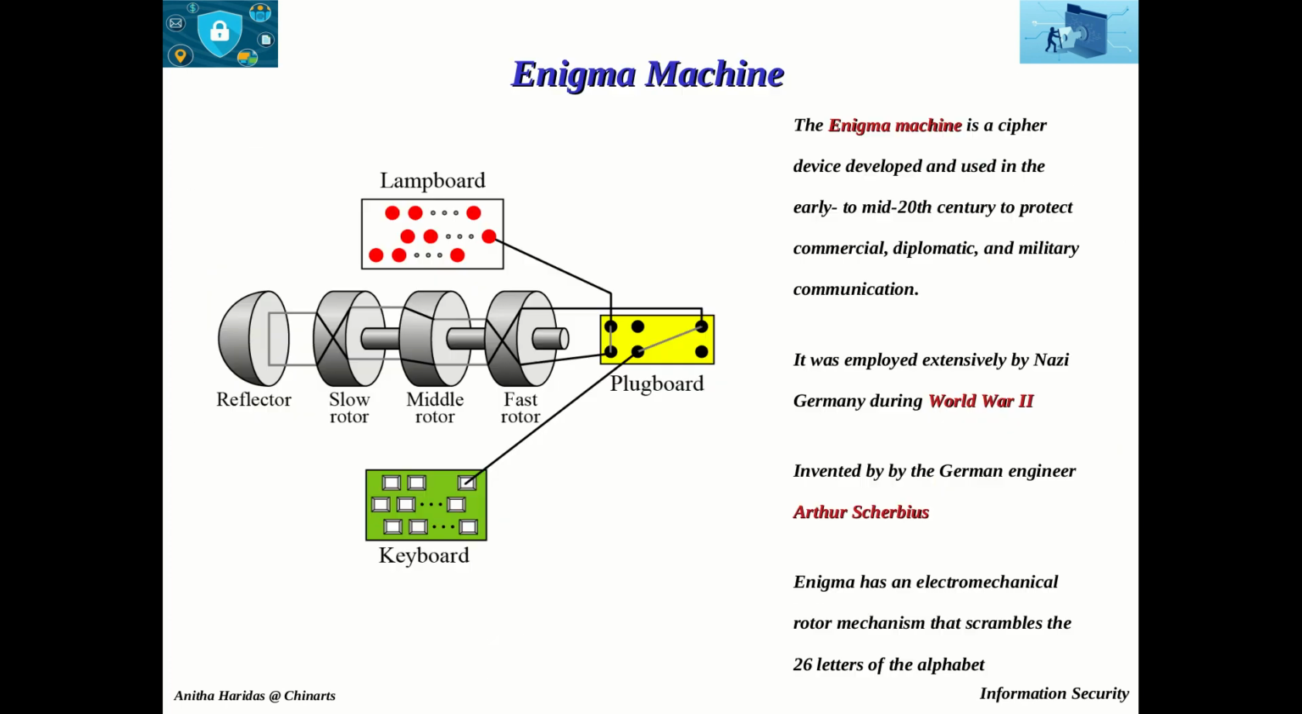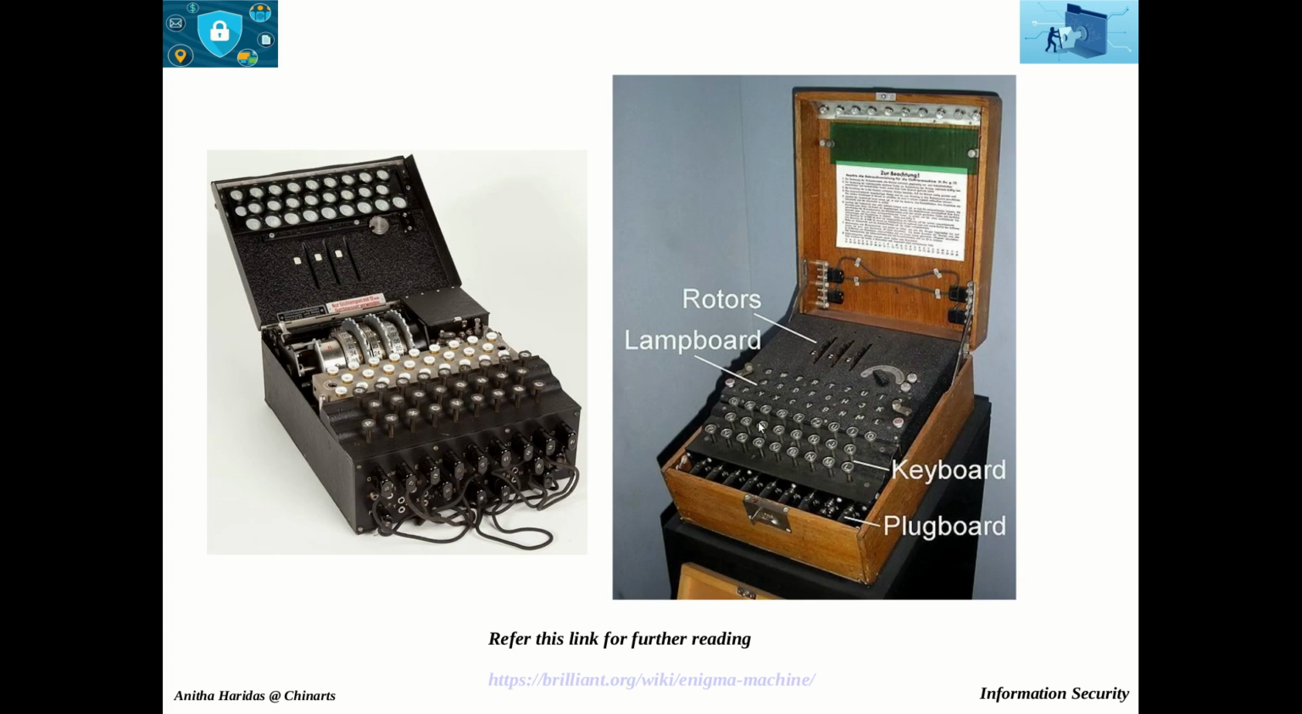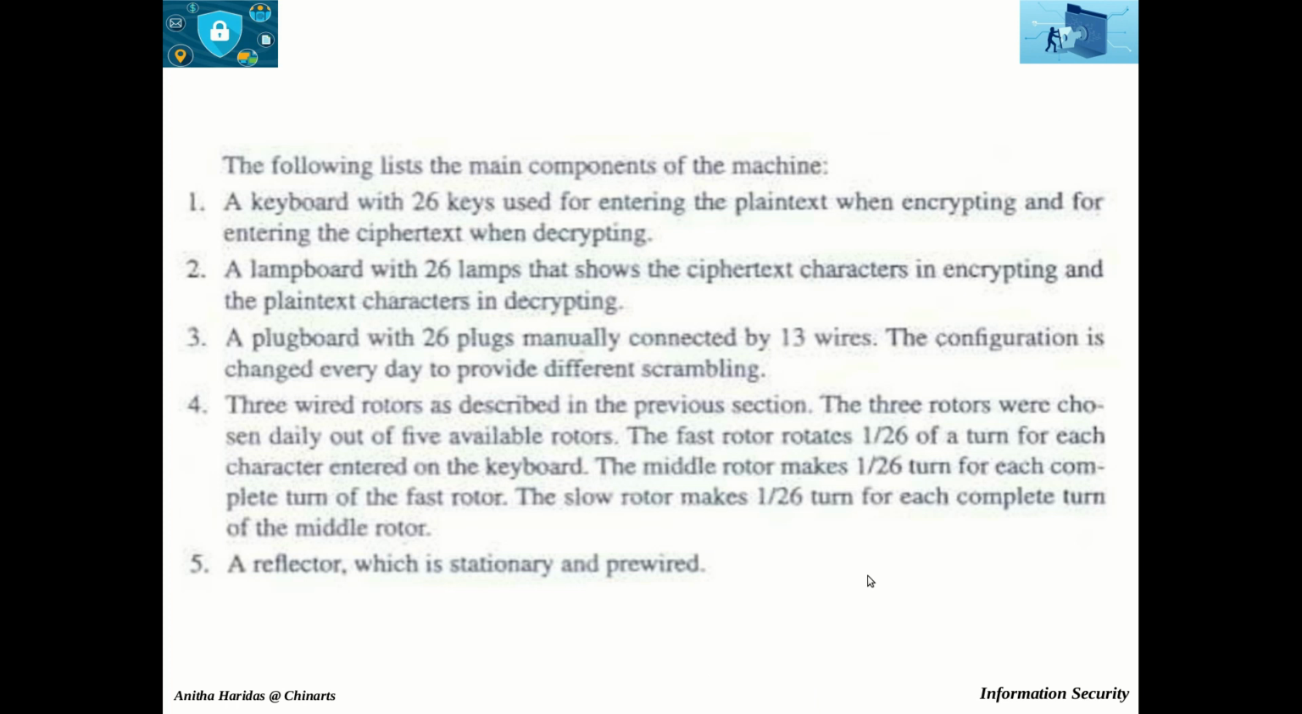The one part that you have to understand in the Enigma machine is that it will have a keyboard, plug board, lamp board and rotors. Using all these four, we can make random settings for the encryption process, which will be agreed between the sender and receiver. These are the different components. It will have a keyboard, a lamp board, a plug board, and 3 rotors and the reflector which will be stationary and pre-wired. So using these components, it will be used for the encryption and decryption process.